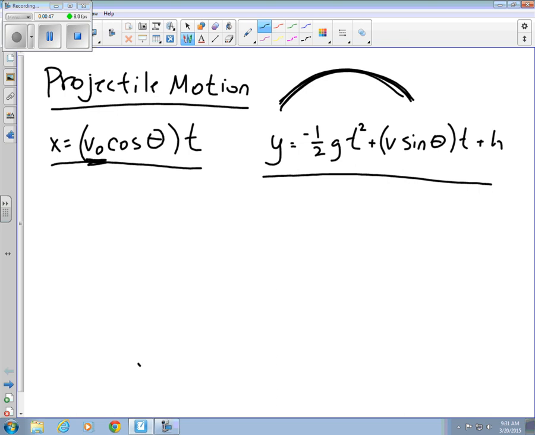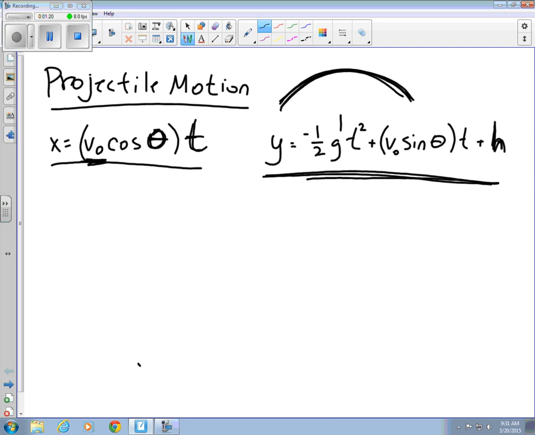So this is the initial velocity, this is the angle at which you're going, and here is your time. Over here, in this y value, there's the initial velocity, the angle, and the time like usual. This h is the height of your initial amount. If you were golfing, you'd be hitting off the ground, so your height would be 0. If you were hitting a baseball, it's probably 3 feet up in the air, so this h would be 3.